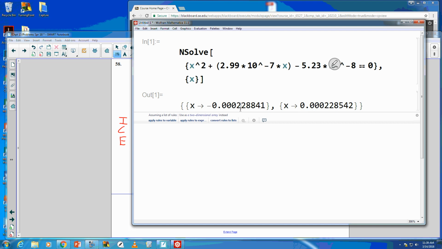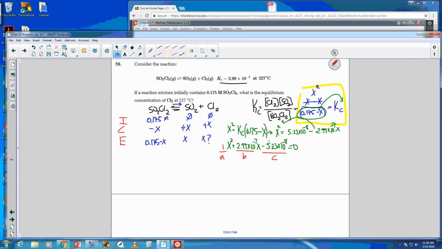That's a low number, but it makes sense to me because this K sub C is very small, it's 10 to the minus 7. It's barely going forward, the equilibrium staying on the side of the reactants. So just a little amount went forward. This is the important thing I want you to be able to do, is get it to that point.